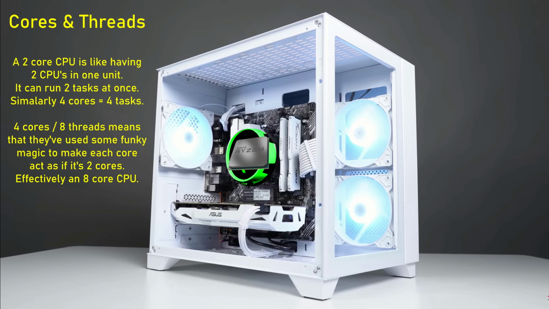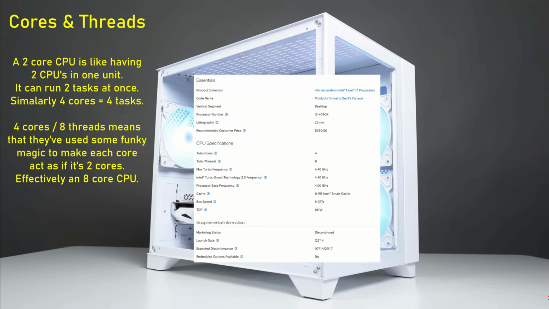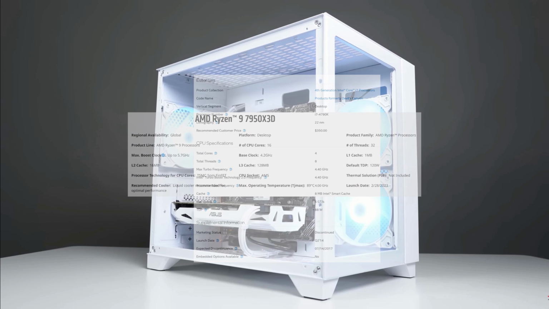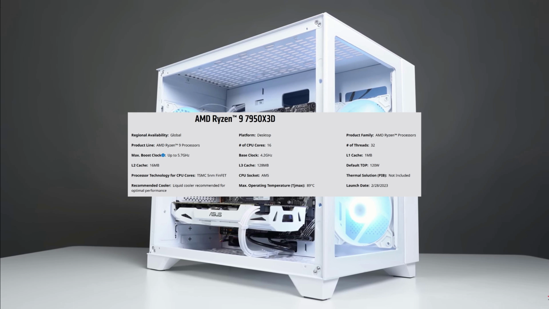For example, my old CPU, an i7-4790K from Intel, had 4 cores and 8 threads, and it ran up to 4.4 GHz. Modern offerings offer many more cores, many more threads, and some of them will run like 5.5 GHz these days.